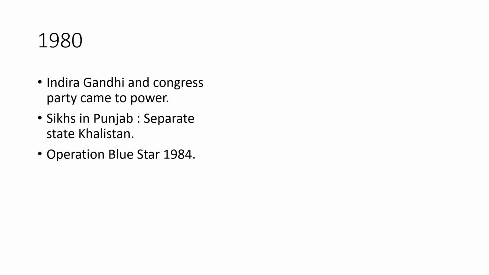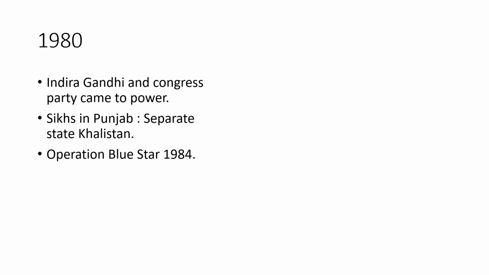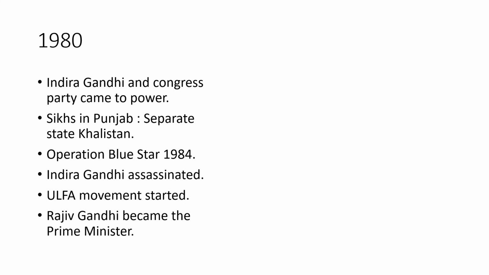Operation Blue Star happened in 1984. Operation Blue Star will be discussed in detail in the next chapters, but in short, the pro-Khalistan members took up arms and entered the most holy temple of the Sikhs, that is the Golden Temple, and occupied it. Ultimately, the Indian government had to send the army to remove the terrorists. Indira Gandhi was assassinated. The ULFA movement started in Assam, and Rajiv Gandhi became the Prime Minister.